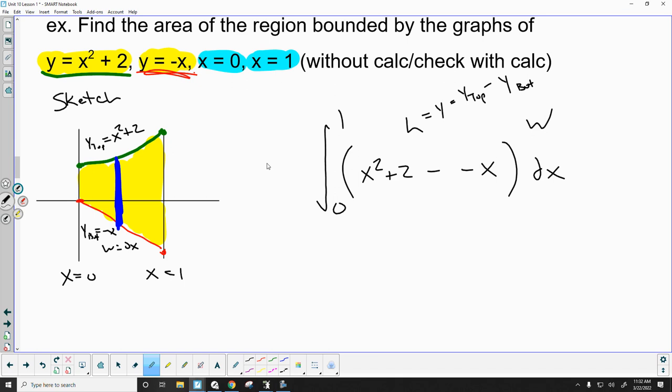This is the most important part of this entire unit, setting it up correctly, understanding where the setup comes from. The next part is actually not as important. You still need to know how to do it. It's to be able to evaluate this. Give me one way to evaluate this, the easiest way to get the evaluation of this integral. You have anything at your disposal? Calculator.